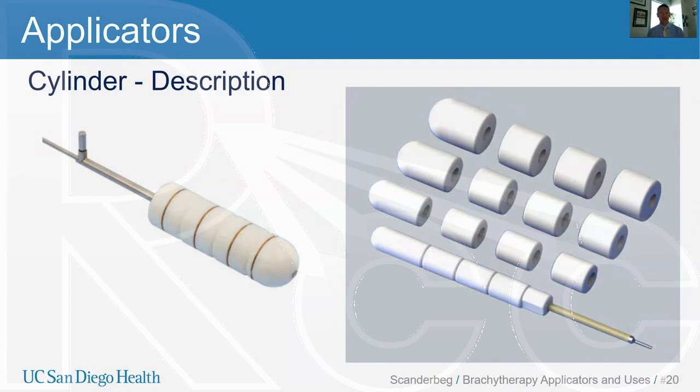So let's take a look at some of the various types of applicators that we can use for gynecological brachytherapy. Probably the simplest and most common applicator is the vaginal cylinder.